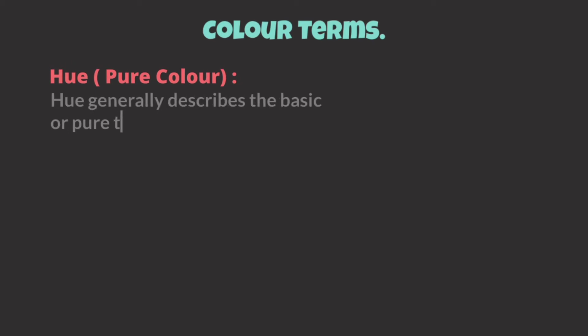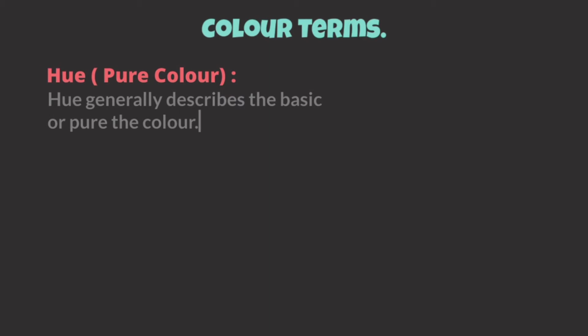Now let's dive into the color terms that concern us as phone graphic designers. First, let's look at what color terms are. Color terms are the terms that indicate what state the color is in. Number one is hue, or just color. Hue generally describes the basic or the pure color. For example, blue, green, yellow, red.